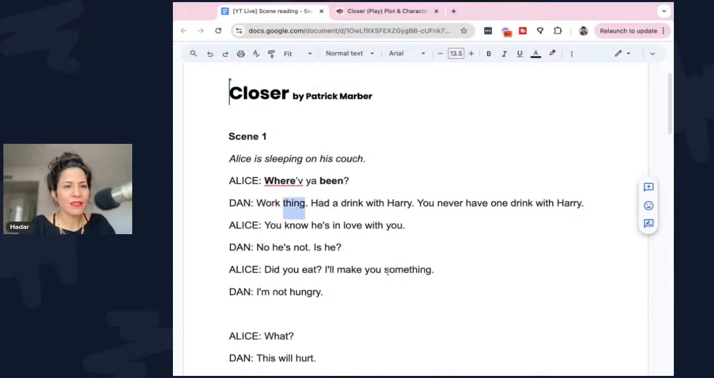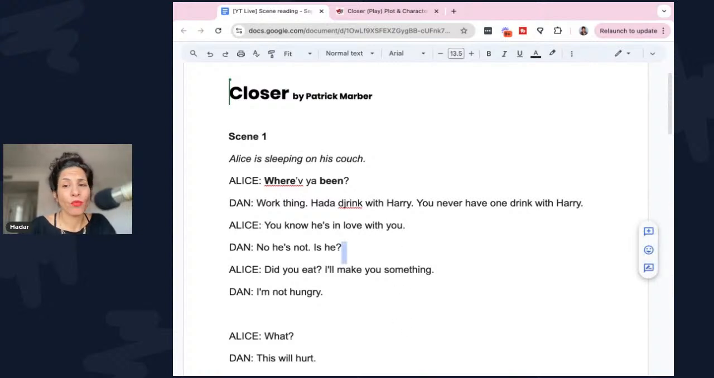So when someone tells a lie, how do they sound? How do they look? Is their voice strong? Is it softer? Work thing. Had a drink with Harry. Had a drink. Notice also when D and R are connected, we say J, drink. Had a drink with Harry.